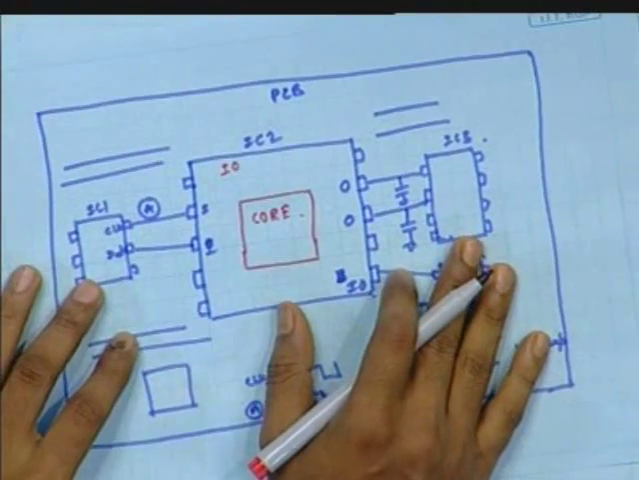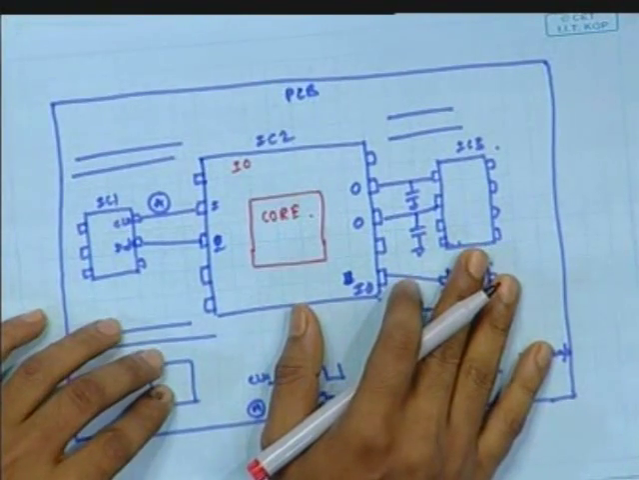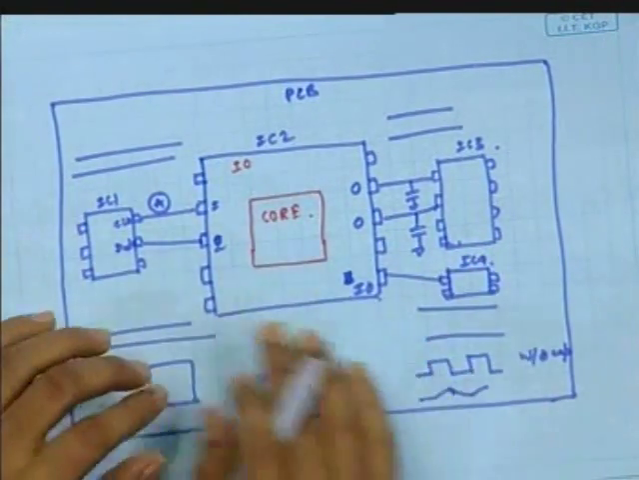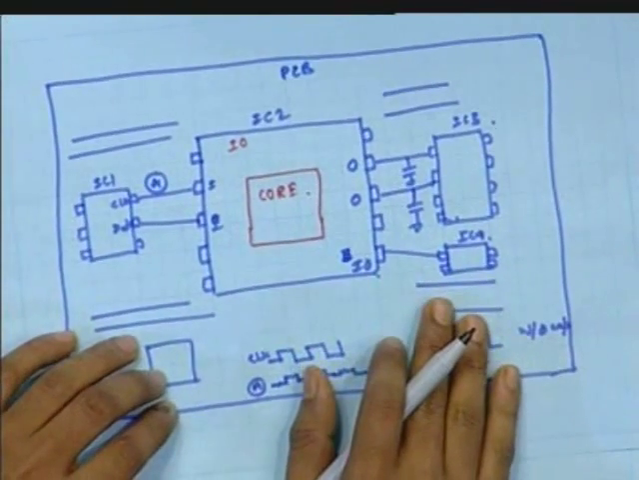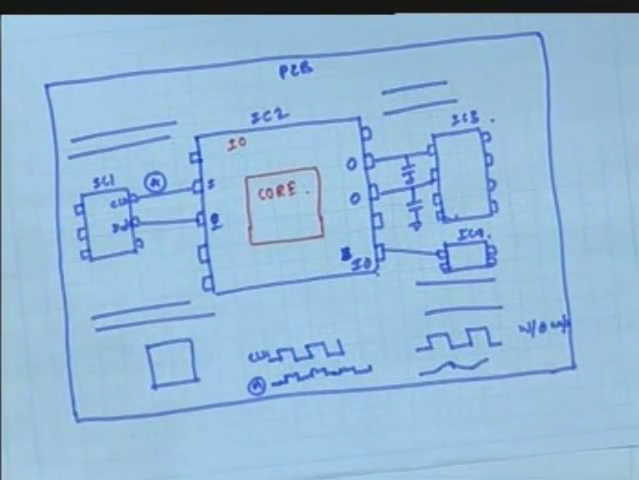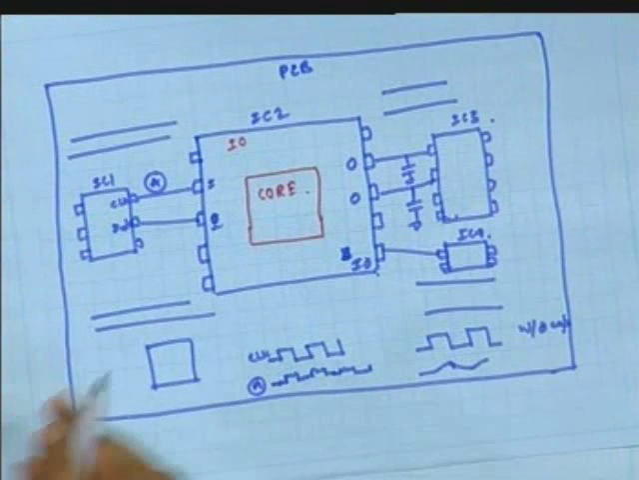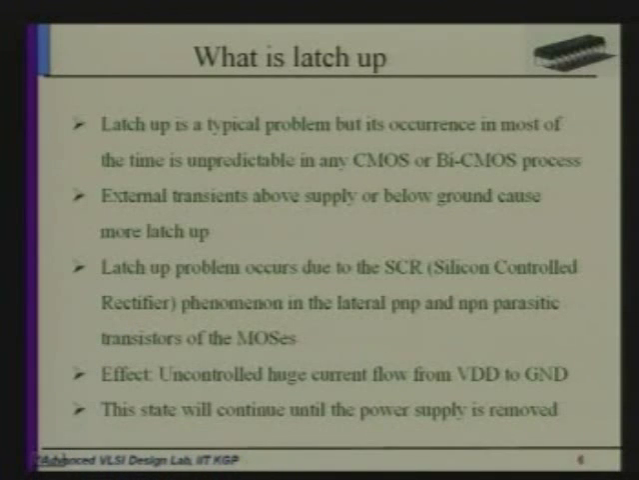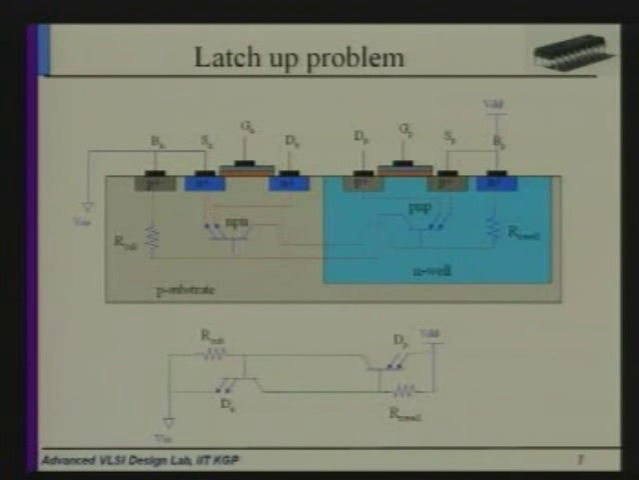Latch up is very common for the CMOS process, and I will tell why. When external transients go above the supply or below the ground signal, that also helps to cause the latch up. Okay, I will show the circuit, then it will be better.